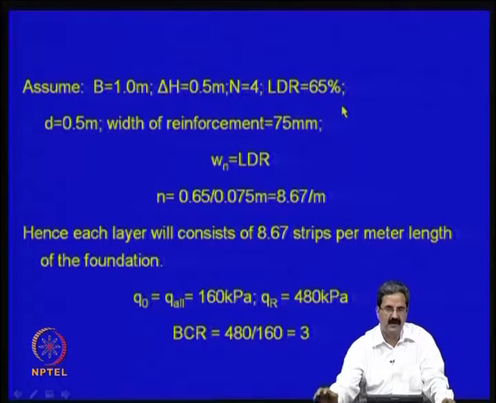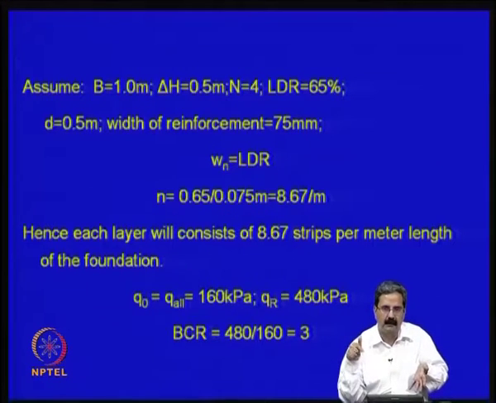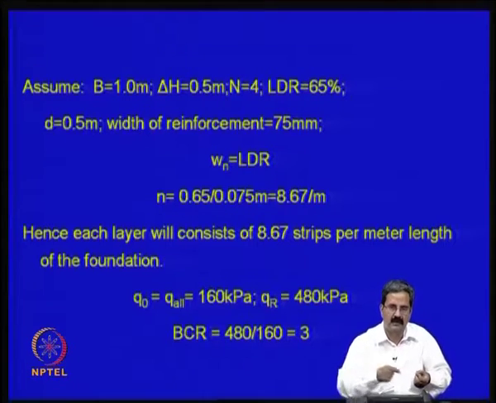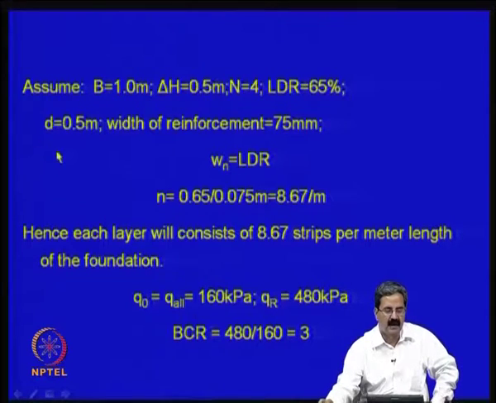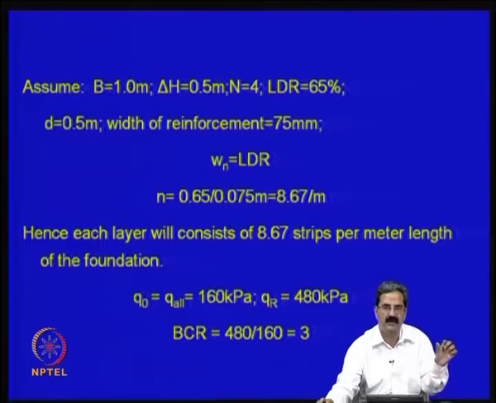Which means that in 1 meter, 65% is the presence of the tie member, say 0.65 meters in a 1 meter is present. Then D is the other spacing. I am trying to keep delta H and D the same because it is easier to calculate. For the width of the reinforcement, I can just take a small strip of 75 mm, very, very small.